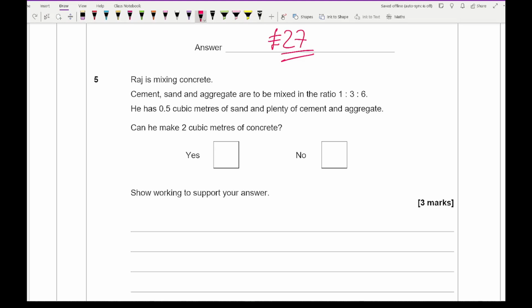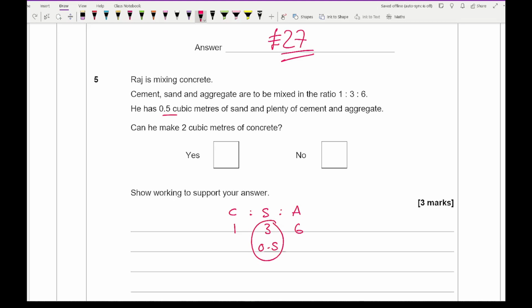Now again, it's very tempting to tick one of those boxes before you give your reason. But here, always try and work out the question and then tick the box at the end. So here, let's have a look. So we've got the ratio of cement to sand to aggregate, and we've got the ratio of 1 to 3 to 6. Now it says he has 0.5 cubic meters of sand.